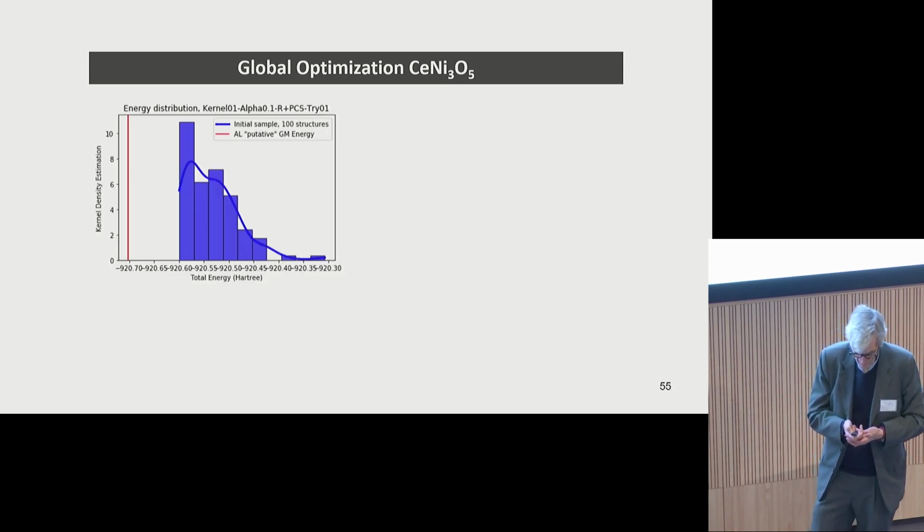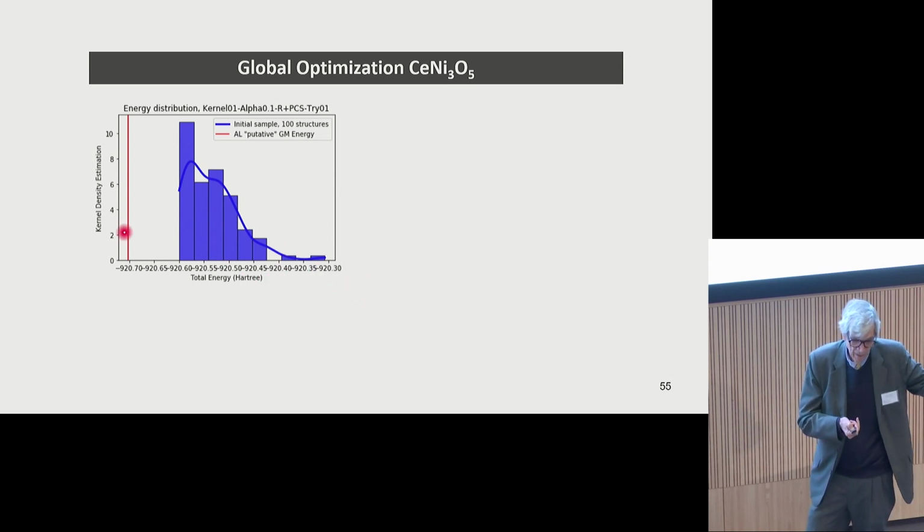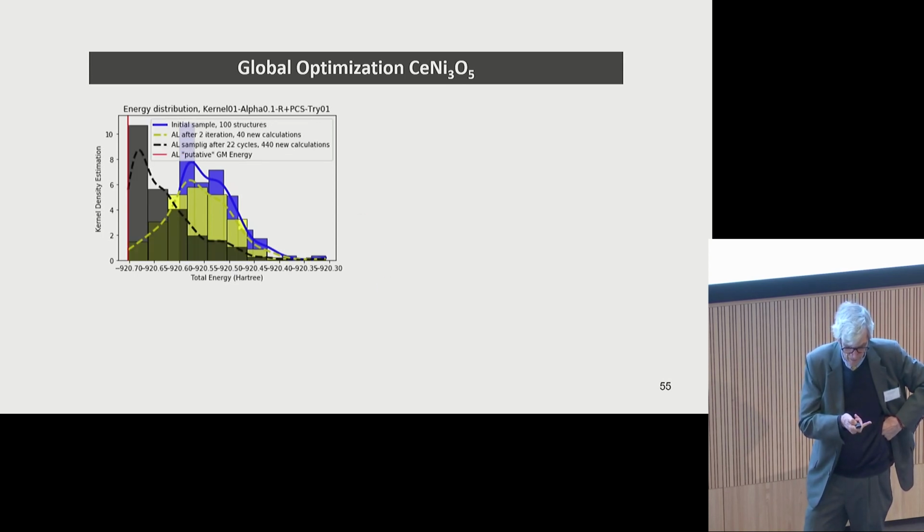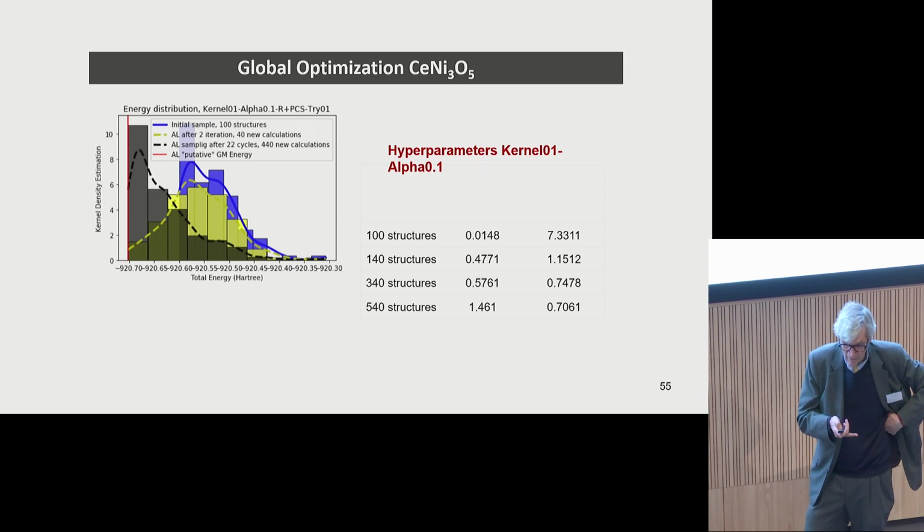Just to show you that the active learning part is right, this is a nice little experiment that Lisandra did. She had a distribution at the end of the calculation, which looked like this, and she removed all of the low-lying structures and then started the process again. Within just 2 iterations, she's already populating the lower-lying structures, and within about, I think, 22 cycles of active learning, she's found the full distribution. So the active learning aspect of it is really working as it should.